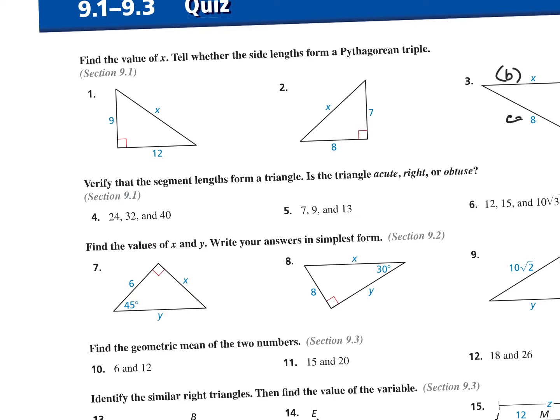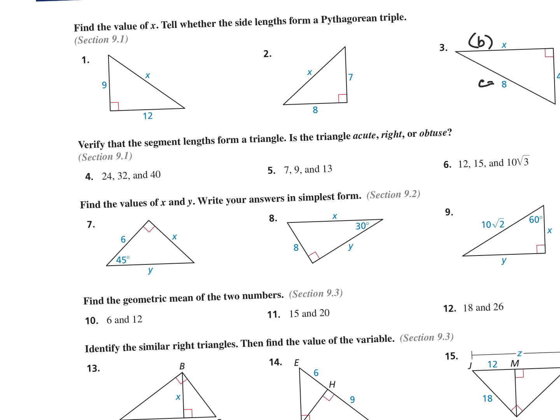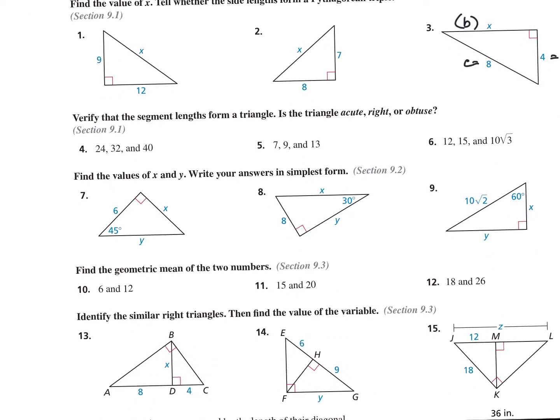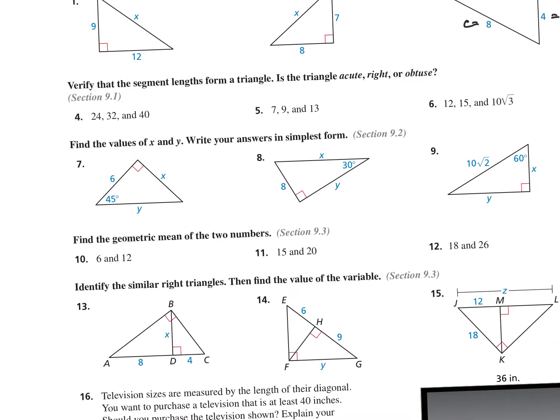So just remember, when c squared is bigger, it's obtuse. C squared smaller, acute. C squared equals a squared plus b squared, it's right. Then the next group was the special right triangles. Anybody need to see 7, 8, or 9 explained?